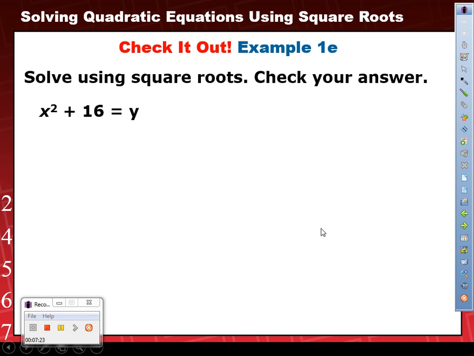Example 1E. Copy this one. X squared plus 16 equals y. Do that one by yourself. Keep the answer to yourself. Let people think. Go.